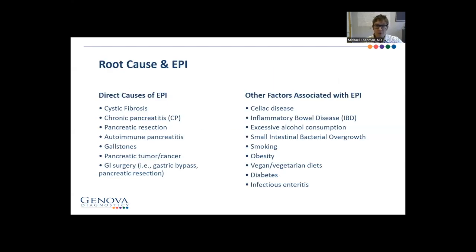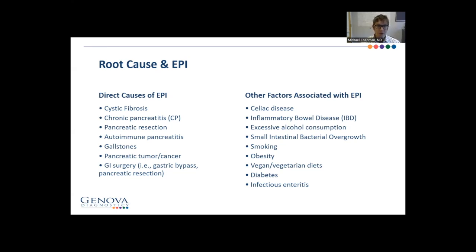So with that, what are some root causes? Here are some direct causes of pancreatic insufficiency, or EPI. We've got cystic fibrosis, pancreatitis, pancreatic resection, gallstones, all those more dramatic pathologies. But there are other things that are more subtle that are associated with it as well. So inflammatory bowel disease, not subtle, celiac disease, not subtle, but these can be associated with pancreatic insufficiency where maybe you wouldn't think it. Another thing is excessive alcohol consumption.